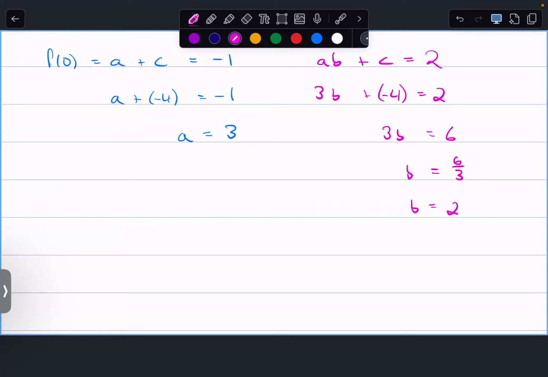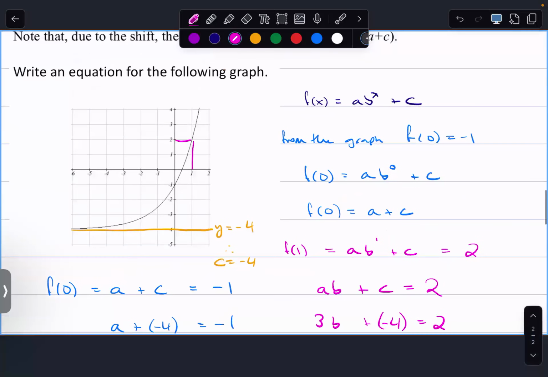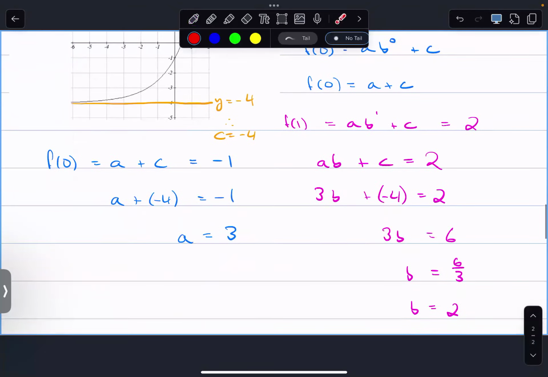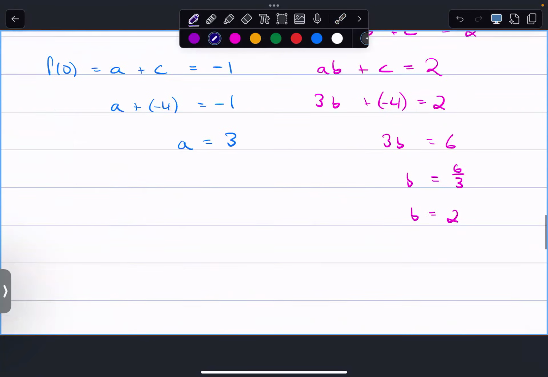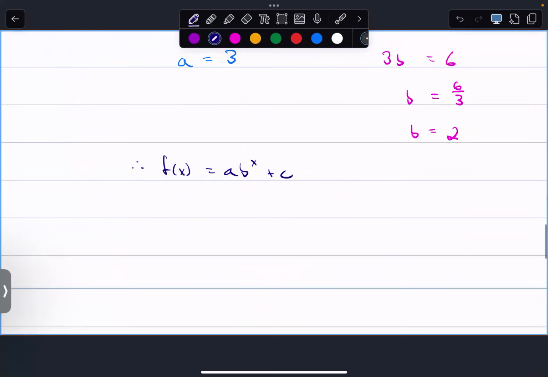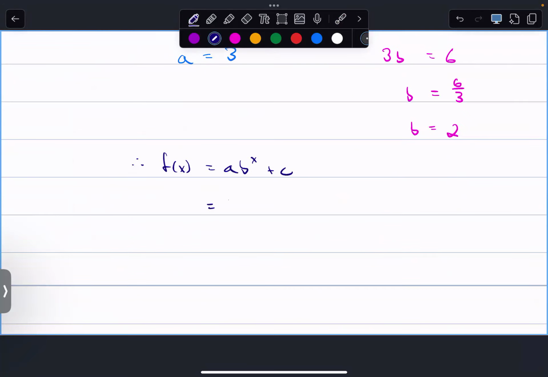Which means that the general function, if we map it back here, I have values for each of these now. So I can say, therefore, f of x is ab to the x plus c, which is going to be 3 times 2 to the power of x minus 4, or plus -4 if you prefer.